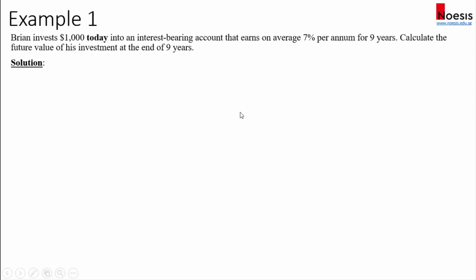In example 1, we have Brian who invests $1,000 today into an interest-bearing account, and it earns on average 7% per annum for 9 years. So calculate the future value of his investment at the end of 9 years. In other words, today Brian would invest $1,000. We want to find out how much Brian will have at the end of 9 years if his balance grows at a rate of 7% per year on a compounded basis. So we'll look for this future value here.